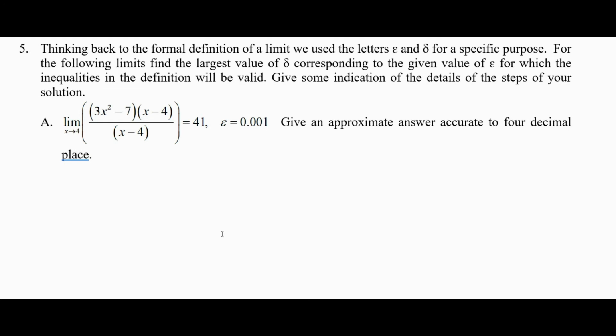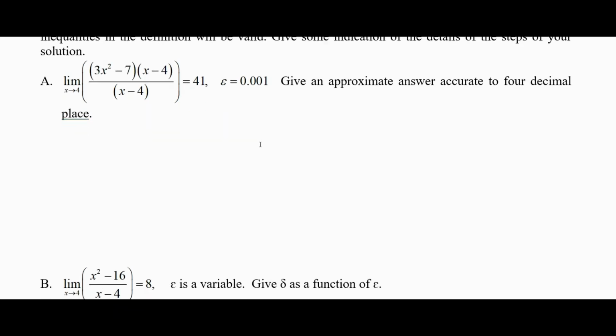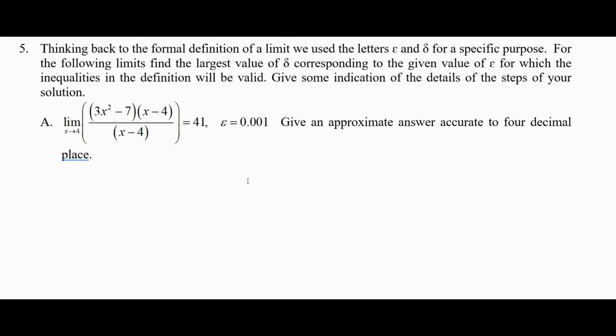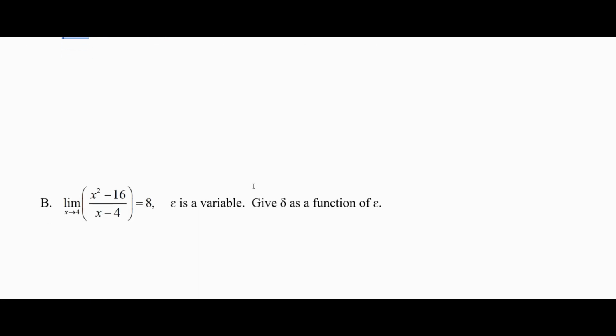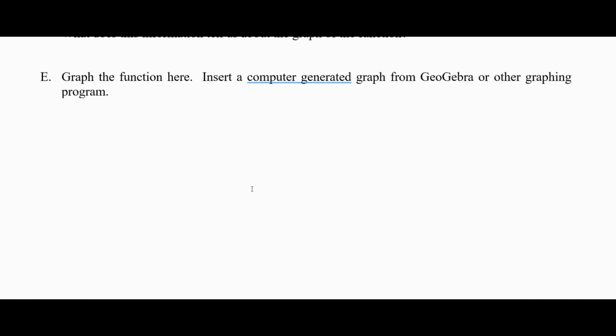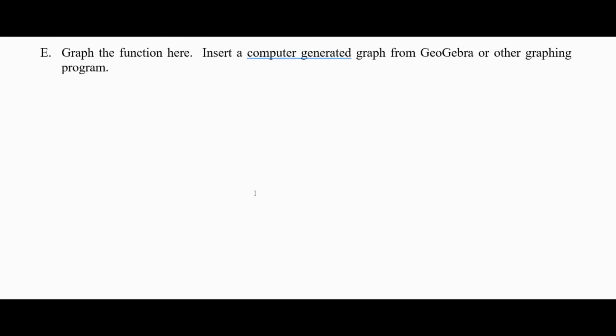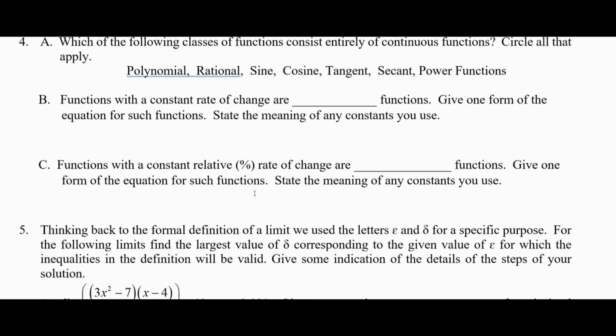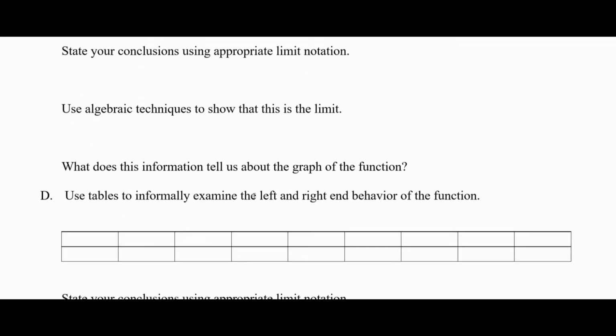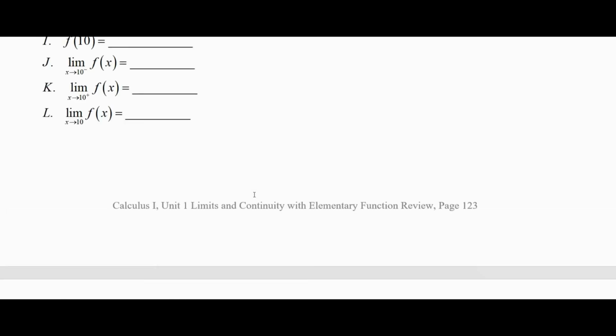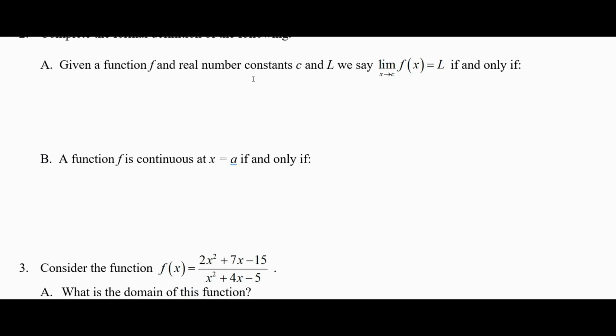The next one deals with the formal definition of a limit using the epsilons and deltas. We used those for a specific purpose earlier, and we need to figure out what an appropriate delta would be given this epsilon for all the inequalities in the definition to work out correctly. Those epsilons and deltas should show up in this formal definition of a limit somewhere up here. Number 2A.